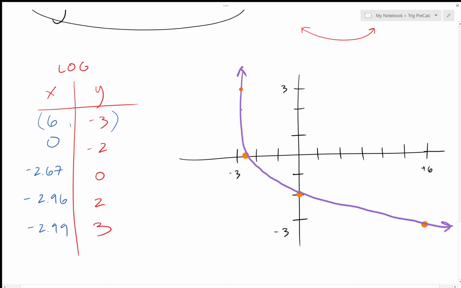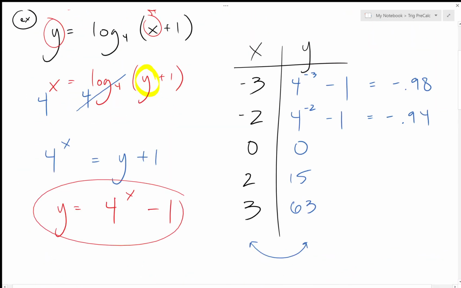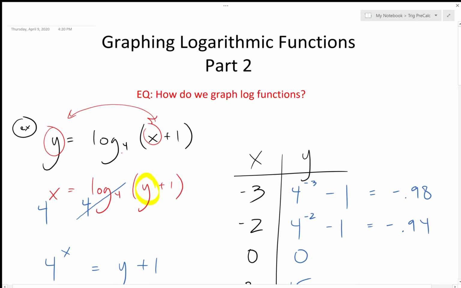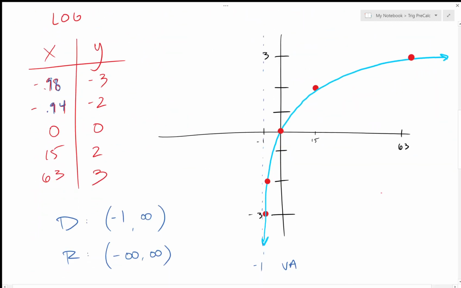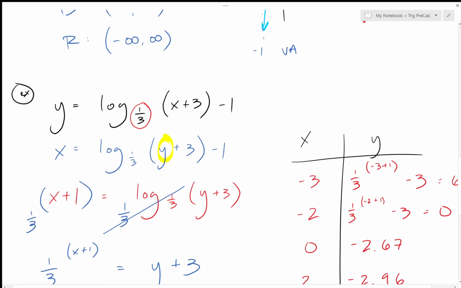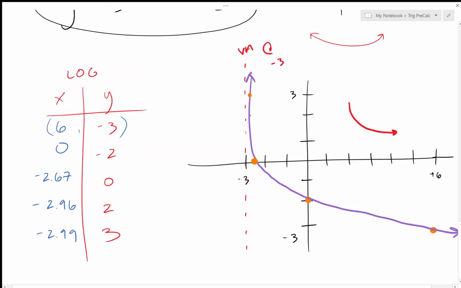All right. So it's still approaching this -3. That's still the vertical asymptote at -3. You'll notice, and I'll zoom back up to the other one, if the base is bigger than 1, you're getting this upwards curve for a log. If your base is less than 1, you're getting the downwards curve.